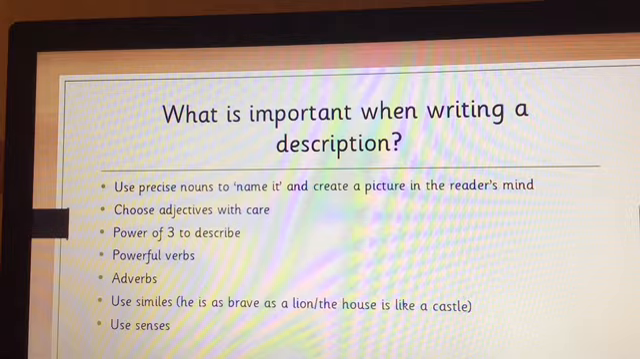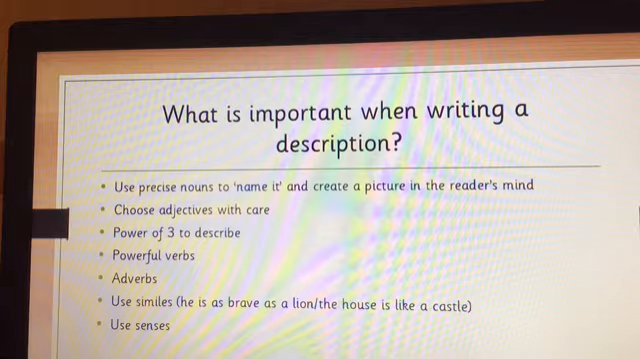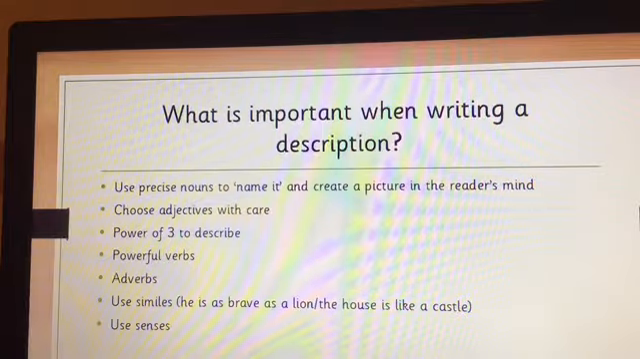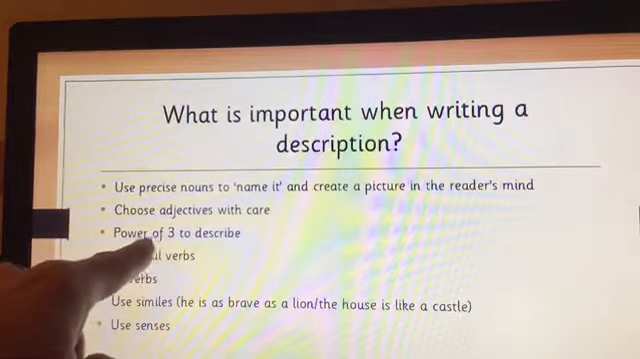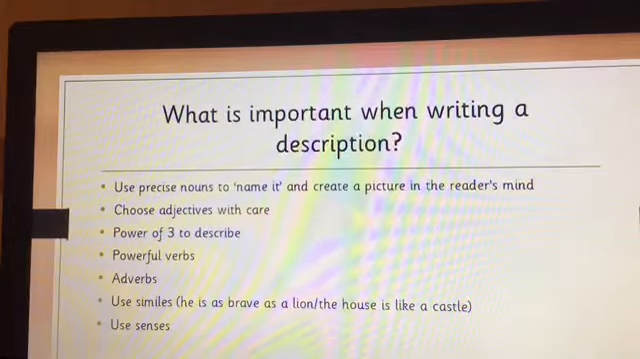So, what is important when writing a description? Well, firstly, we want to use precise nouns to name it and create a picture in the reader's mind. So, what I mean by that, for example, if you were to have the noun dog, we're not just going to call it a dog, we're going to say what type of breed it is. So, for example, it could be a poodle. We're going to choose our adjectives with care. We're going to try not to use the simple adjectives like sad or nice. We're going to try and really use some powerful adjectives. And when we use these adjectives, we're going to try and put them together in groups of 3 to help make our description more powerful.